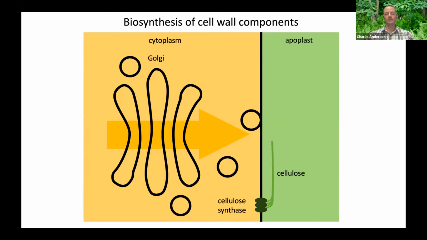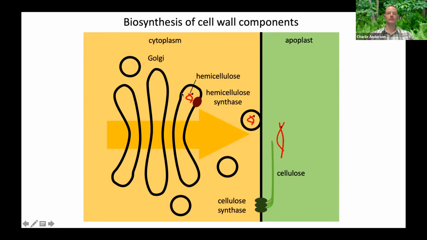So one of the really important parts of the cell wall is cellulose, and cellulose is made by a protein complex called the cellulose synthase complex. It's shown down here in green. And this cellulose synthase complex spins cellulose directly into the apoplast, but that complex itself is delivered to the cell surface via the Golgi apparatus.